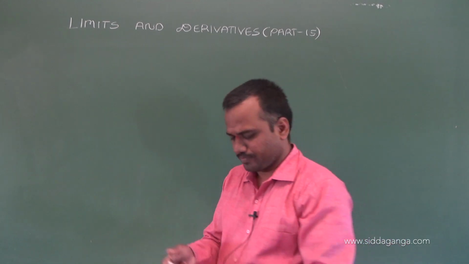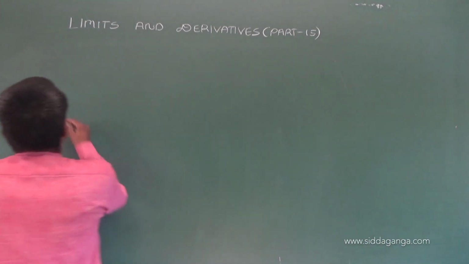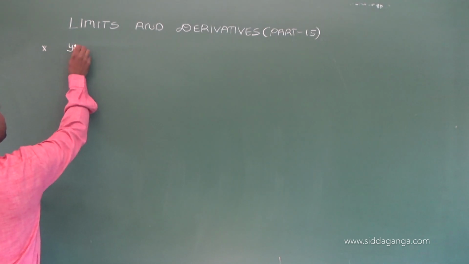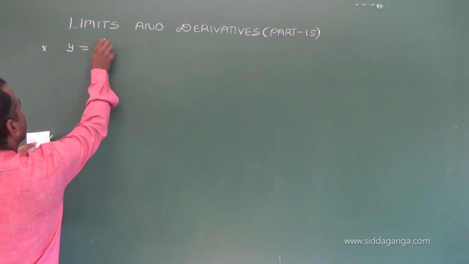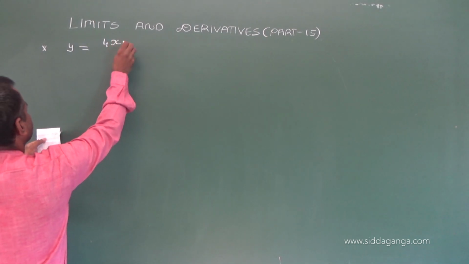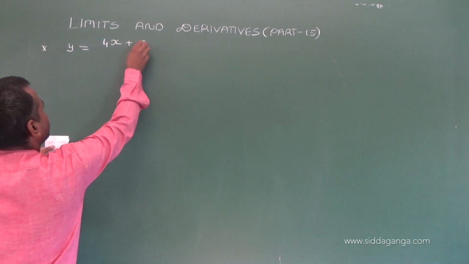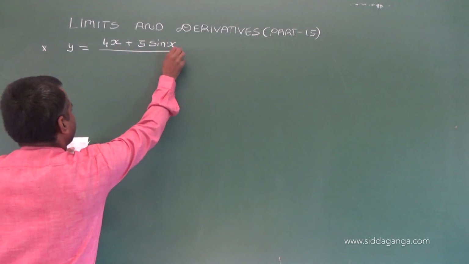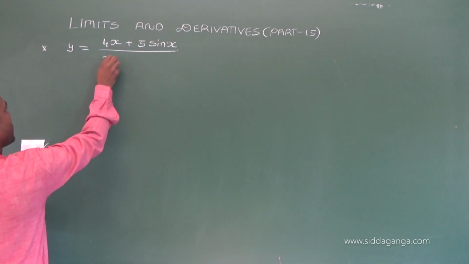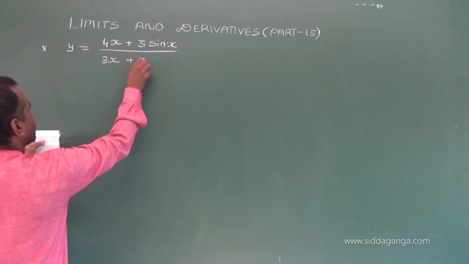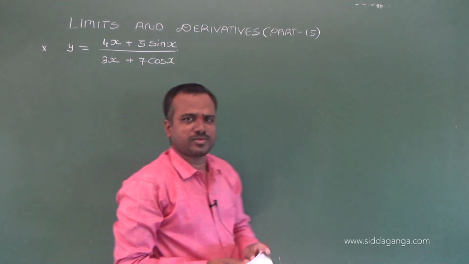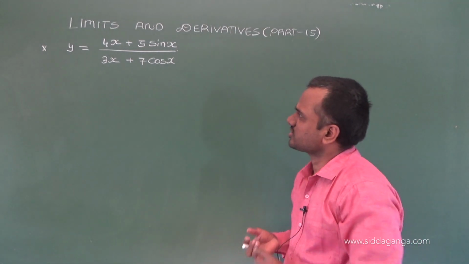Next problem. y is equal to (4x plus 5 sin x) divided by (3x plus 7 cos x).